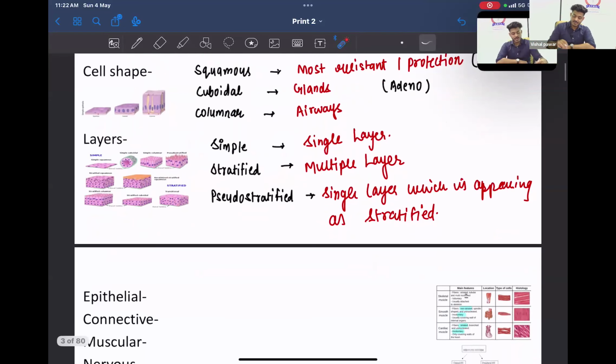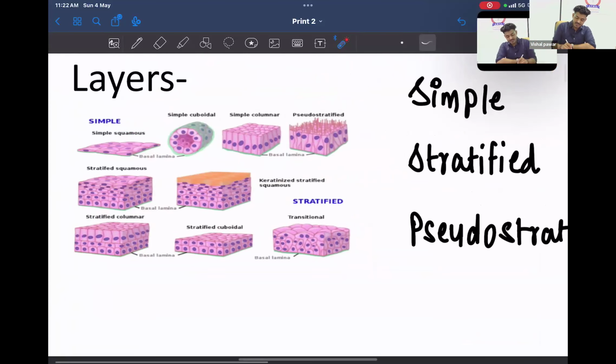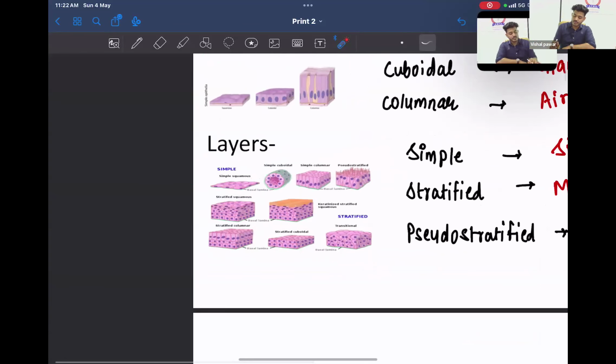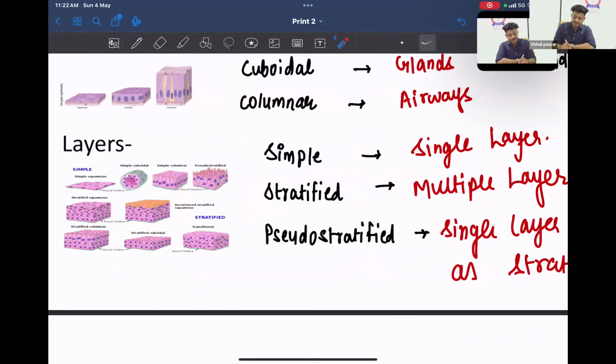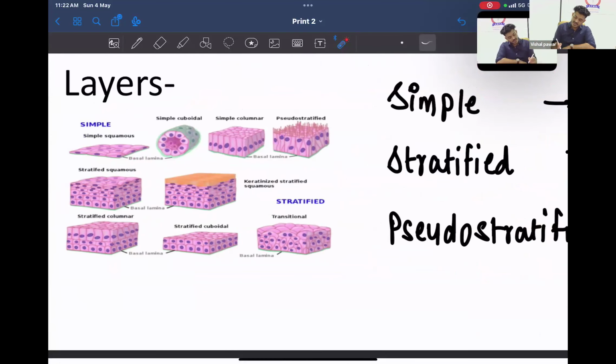Now, what is going to happen if they are present in a single layer? Suppose this is a single layer. So we call it what? We call it simple squamous epithelium. If they are present in multiple layers, what would we be calling them? If this squamous is present in multiple layers, this is going to become what? Stratified squamous epithelium. If we are having columnar cells and this columnar is going to be present in multiple layers, this is going to be considered as stratified columnar cells.